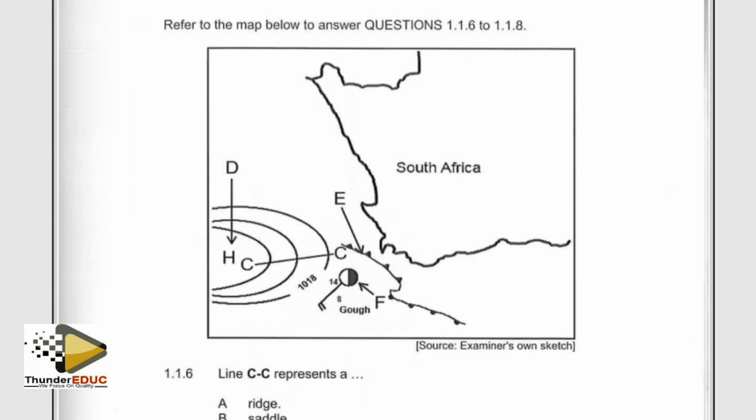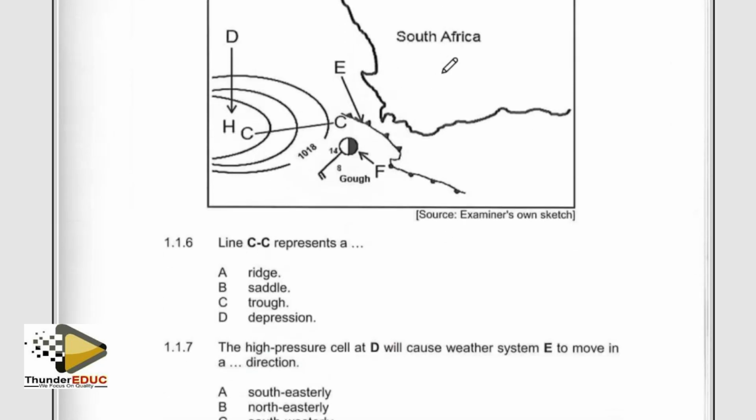So when we go down here, we're looking at the map of South Africa, with the low pressure system here, which is the negative cyclone, and the anticyclone on this other side. The first question is CC. But you can see it's a high pressure. So because this is a high pressure, this becomes what? Ridging. So an elongated high pressure is a ridge. So the answer is A.